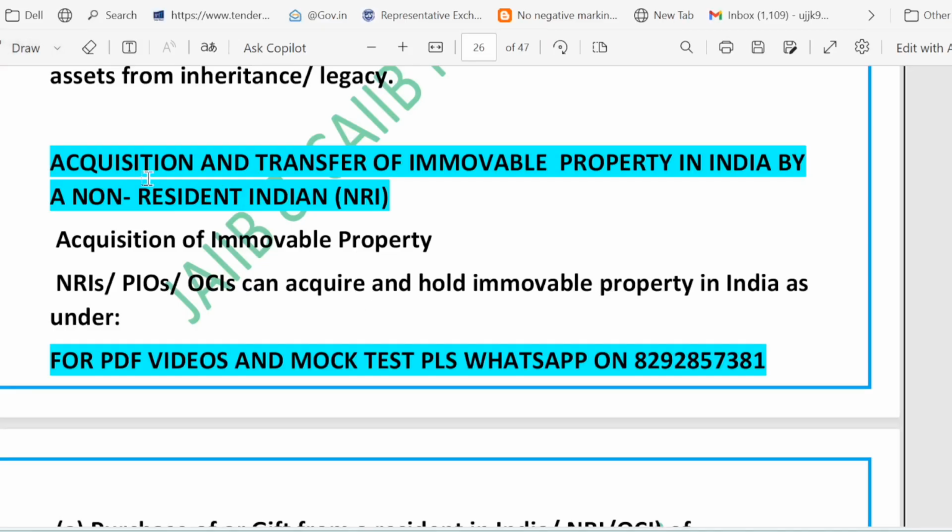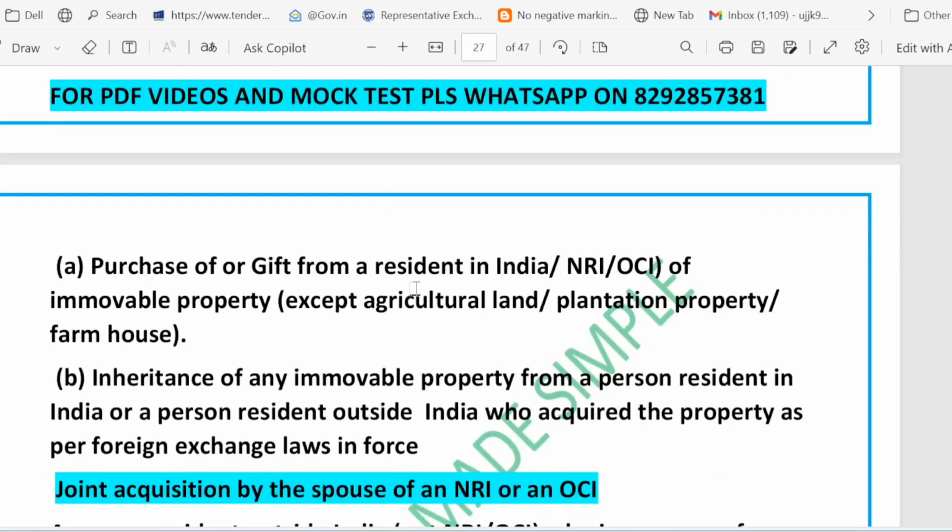So you can buy, you can acquire or you can hold immovable property in India. But not agriculture land. You cannot acquire agriculture land, plantation property or farmhouse. These things are excluded. So in short, you can buy a flat, a house, a shop or commercial land, but buying farmland or a farmhouse usually is not allowed.